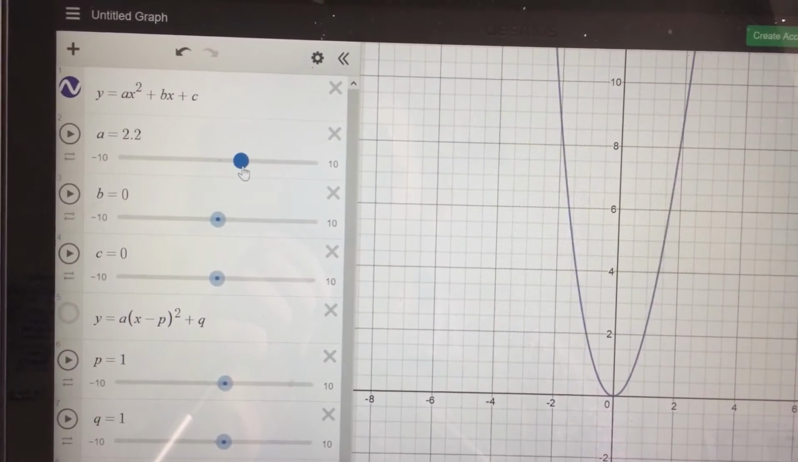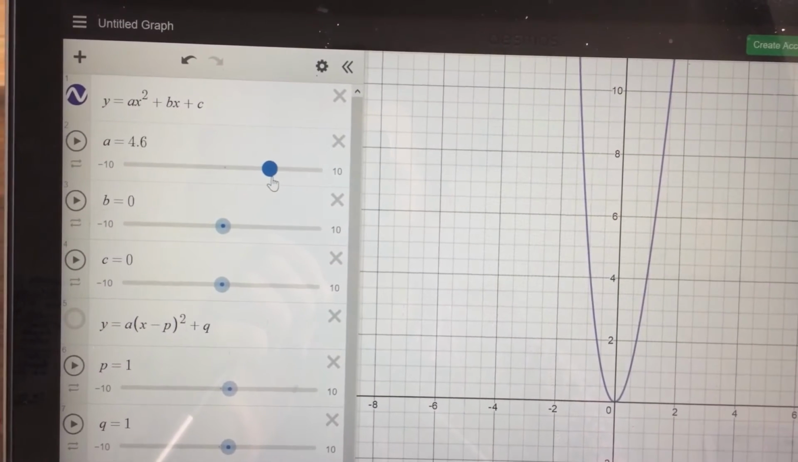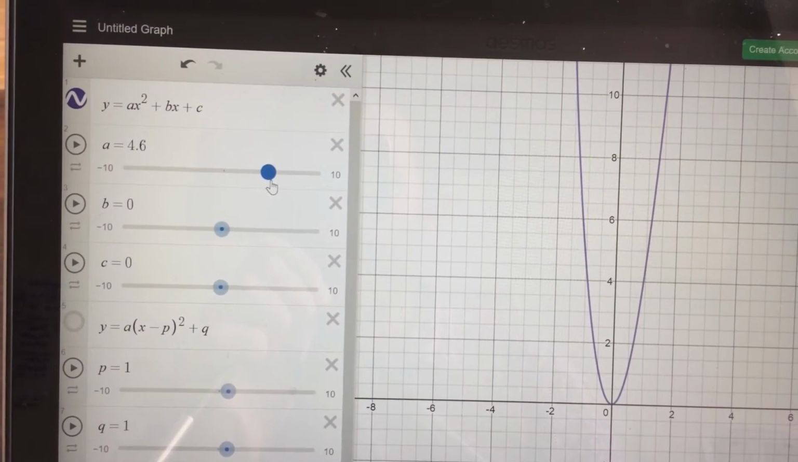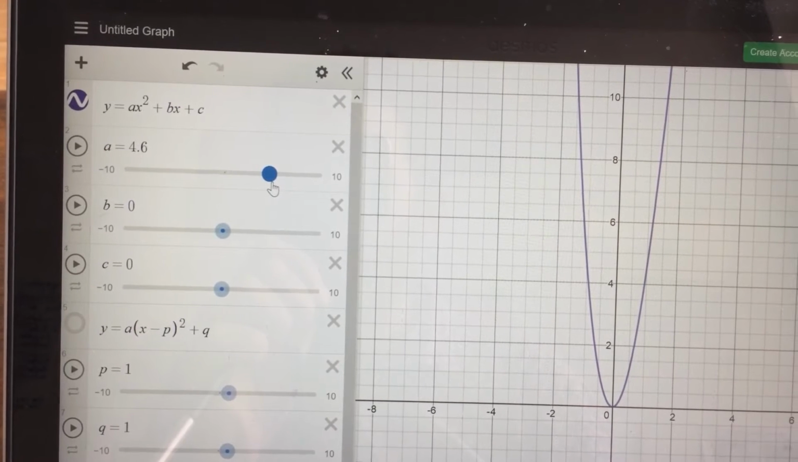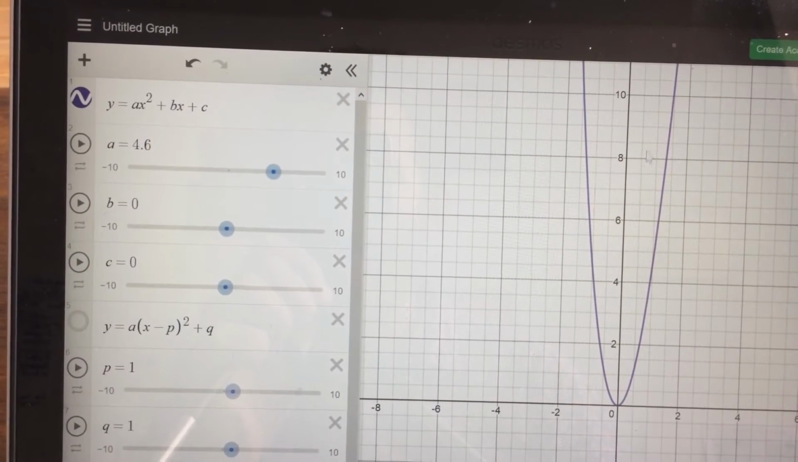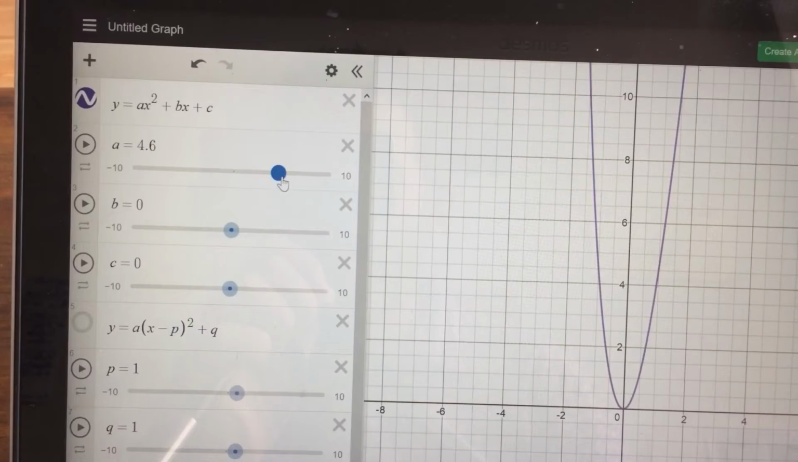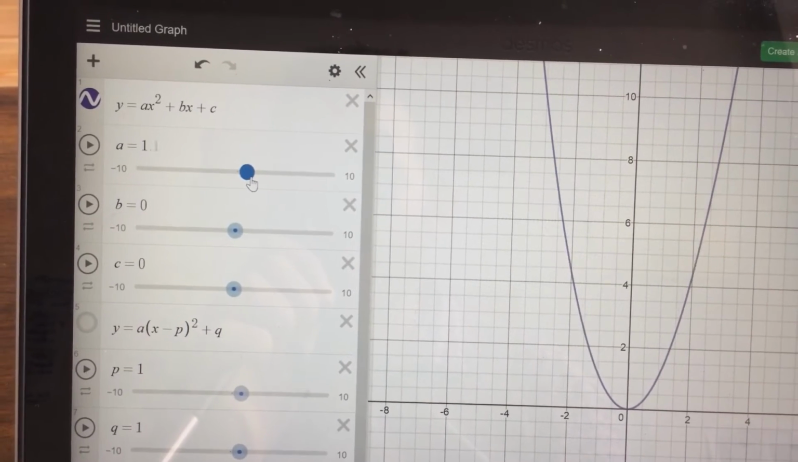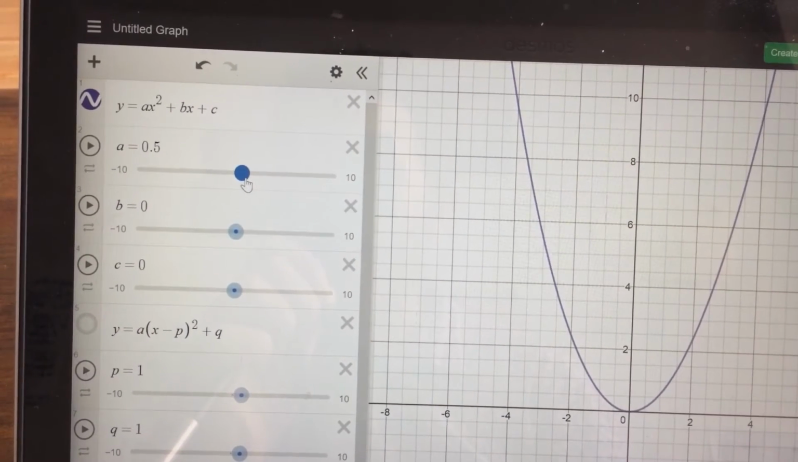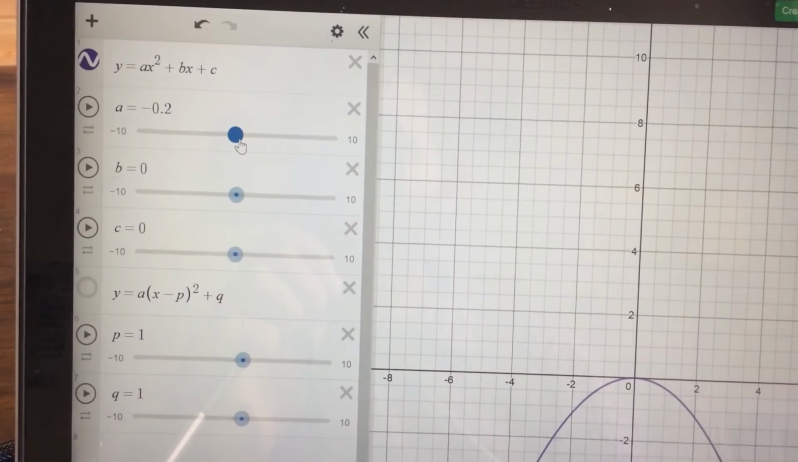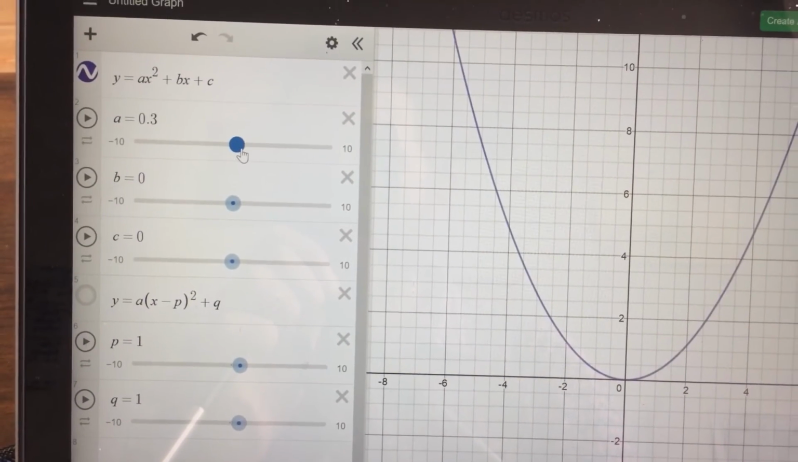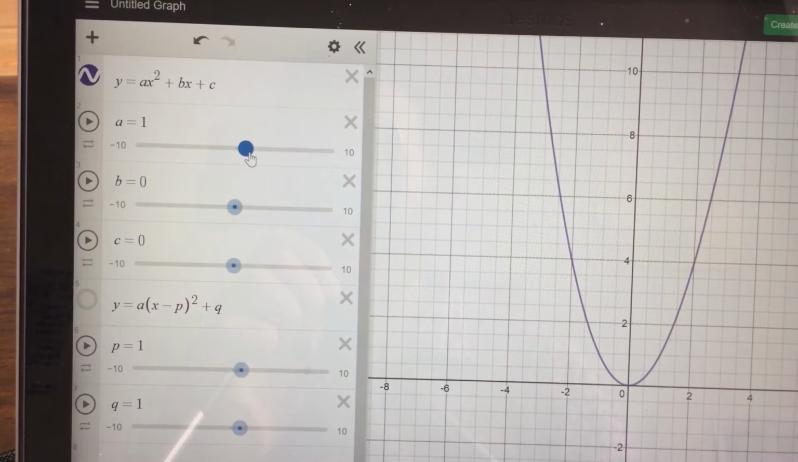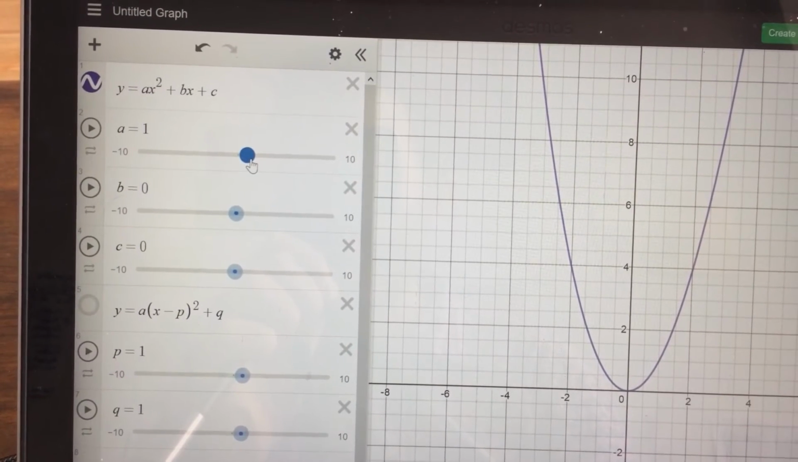As it increases, you can see it kind of shrinks this graph, because every term multiplied by a bigger number is going to get higher up the y-axis quicker. And similarly, as it gets closer to 1 and then fractional, it's getting wider until the negative, it flips over. Okay, so we can see that's the effect of the coefficient of the x squared.